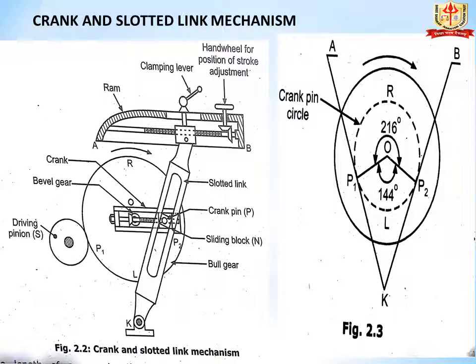The ratio between cutting time and return time can be stated as cutting time divided by return time is equal to angle P1 R P2 divided by angle P2 L P1. Cutting time to return time practically varies 3:2.